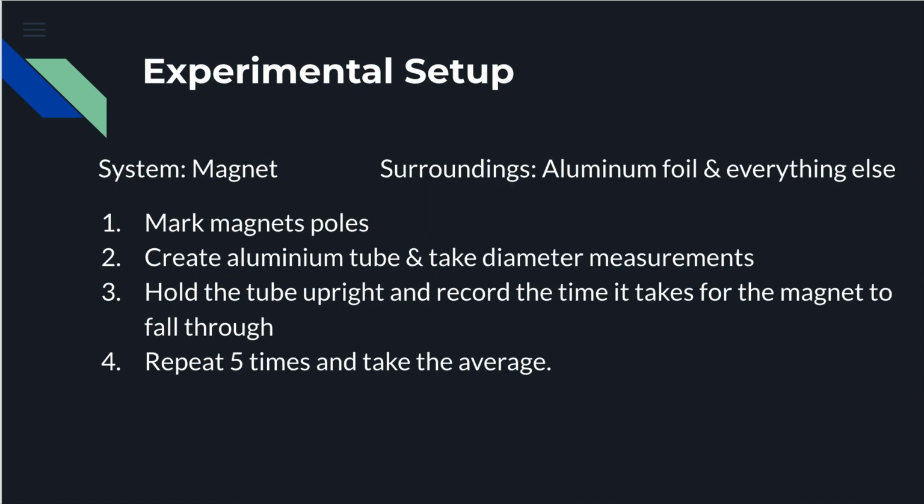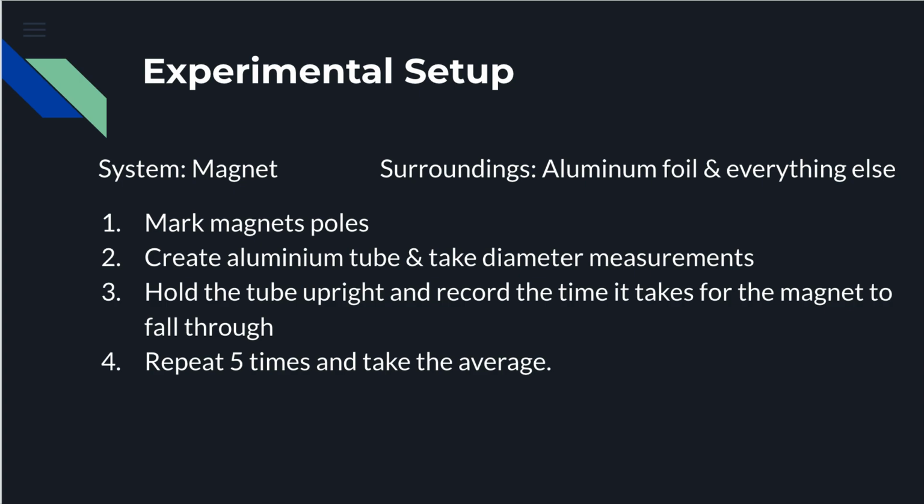And so for the experimental setup, our system is the magnet, and the surroundings are the aluminum foil and everything else. The first step we did was mark the magnet's poles, the north and south pole. Then we created an aluminum tube and took the diameter measurements, and then we held the tube upright and recorded the time it took for the magnet to fall through. We repeated this 5 times and took an average.